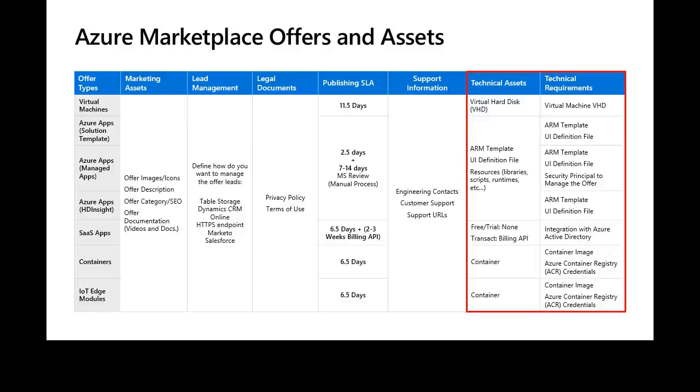Now, if we look at the SaaS apps, we'll go into a little more detail, but basically the only time you're really going to need technical assets is when we go to transact. Those technical assets are the ability to integrate with Azure Active Directory, the ability to talk to the billing API, which we'll cover in more detail later, and also the creation of a webhook where Microsoft can notify you of events that are happening as customers are using that solution. Okay, so that's for SaaS.